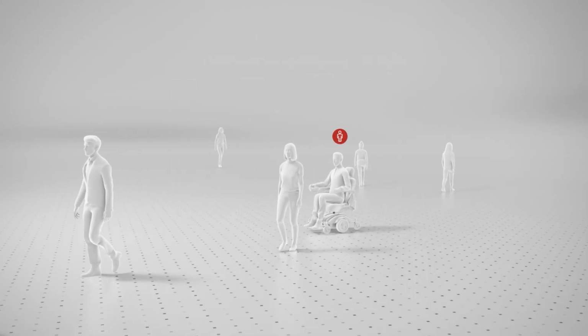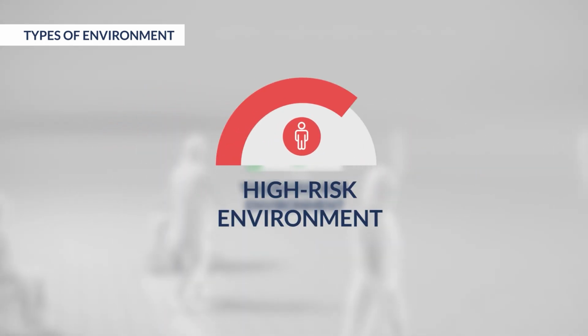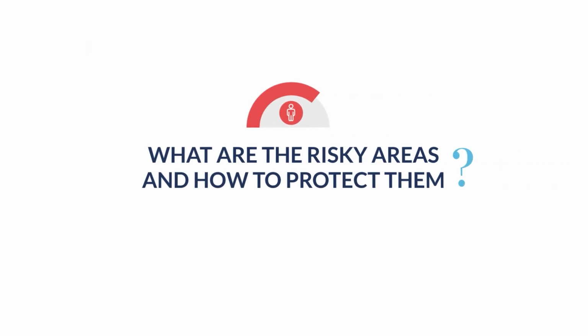Based on your own risk assessment, you can therefore distinguish between two types of environments, a high-risk and a tolerated risk environment. In a high-risk environment, full safety coverage is mandatory to avoid any risk of contact. What are the risk areas and how to protect them?